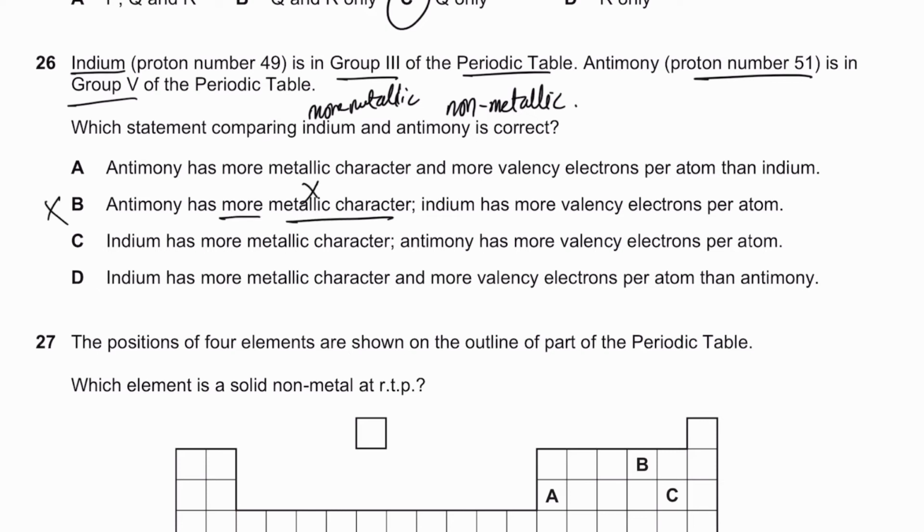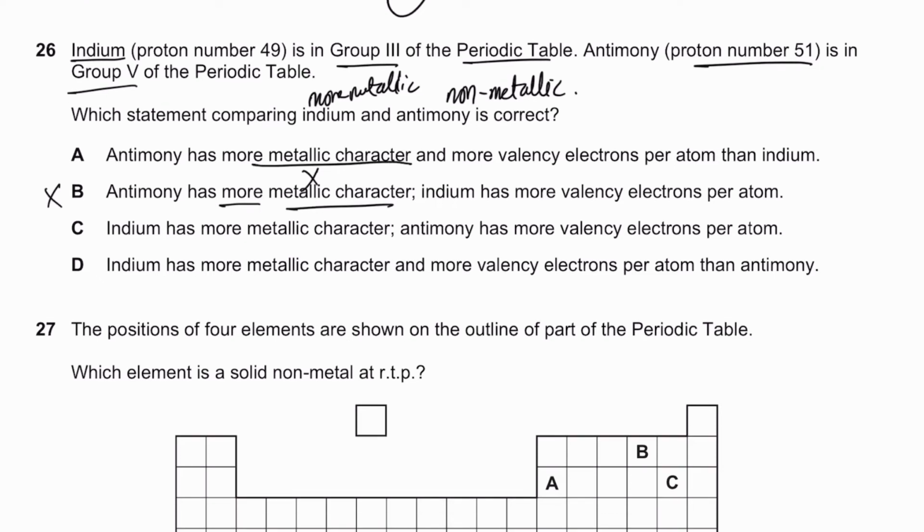Nope. So option B is antimony has more metallic character and more valence electrons. Okay, so more metallic character. So indium has more metallic character. Antimony has more valence electrons than indium. Okay. So we need to look at the periodic table for this one.